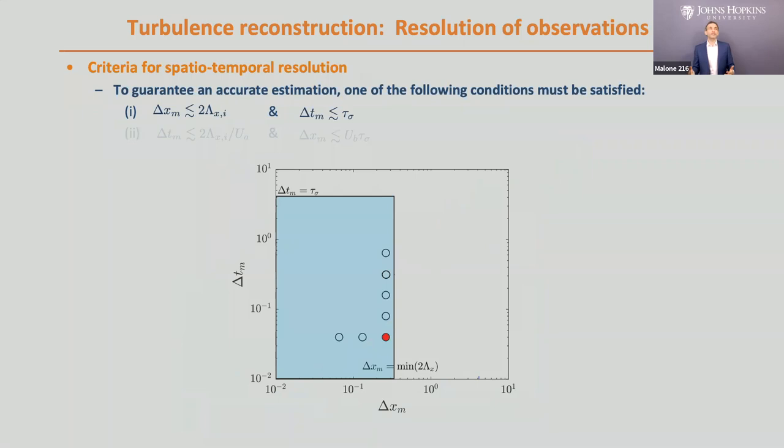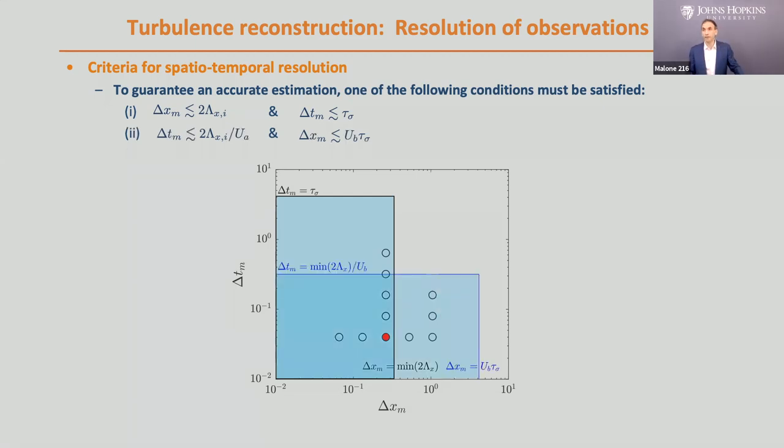We can construct a diagram that tells us what the requirements are for measurements to be able to have an accurate reconstruction. So space and time are related in the streamwise direction. We can say the streamwise separation between measurement stations has to be less than the Taylor microscale again. But the measurement frequency is bounded by a Lyapunov timescale. If you only have measurements that are separated by very large periods of time, you have chaos working against you in your ability to predict the flow accurately. So this here is the region of delta X of the measurement and delta T of the measurement that we can accurately reconstruct.